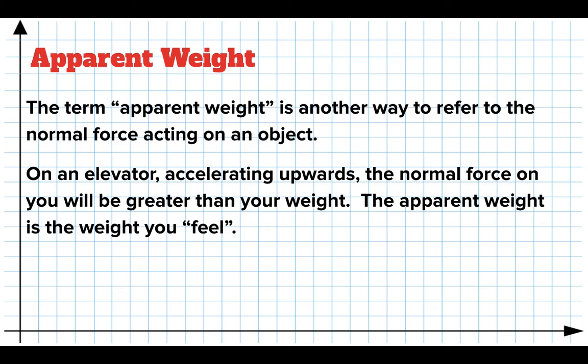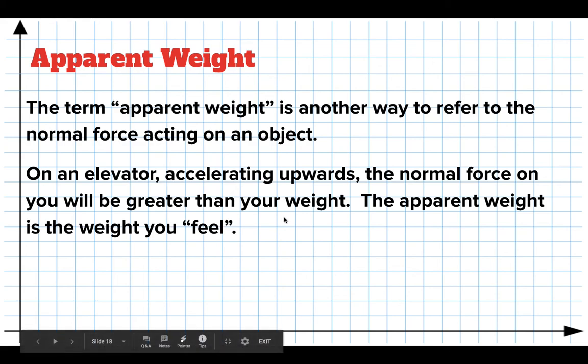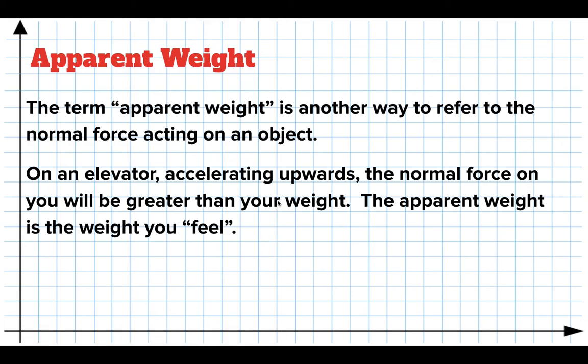All right, one last thing. Apparent weight is another way to refer to the normal force. Okay, so sometimes we say, what is the apparent weight? What we're actually asking for is the normal force. Imagine you're on an elevator and you are accelerating upwards. When you accelerate upwards, the force pushing up on you, the normal force, is greater than the force pulling down on you, which is your weight. It has to be bigger in order to accelerate you upwards.